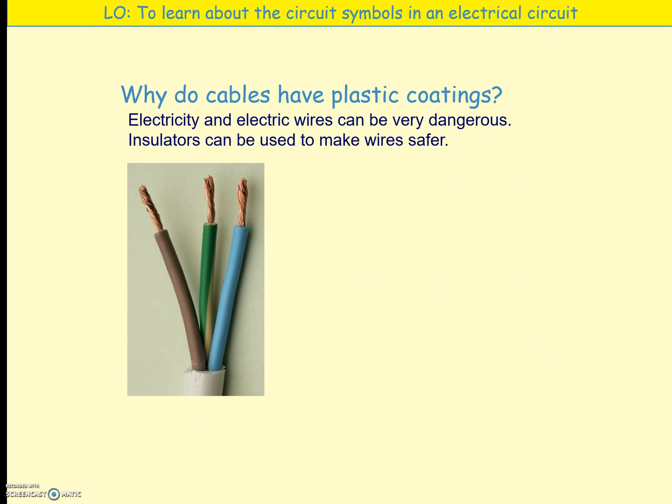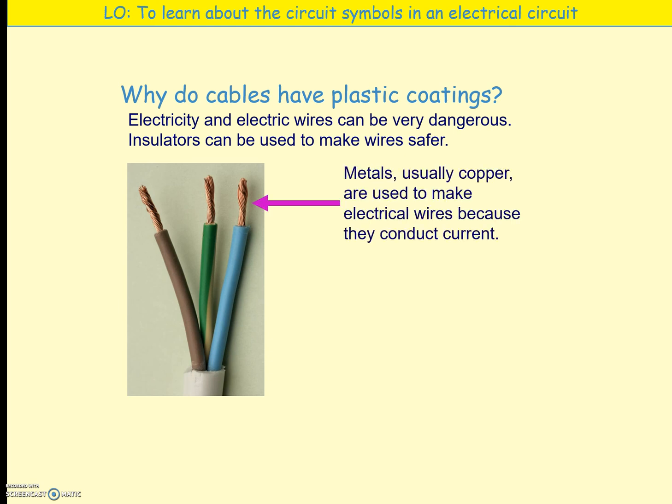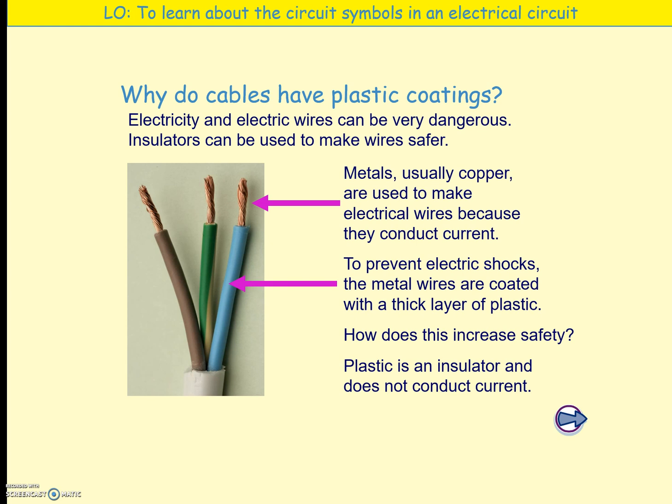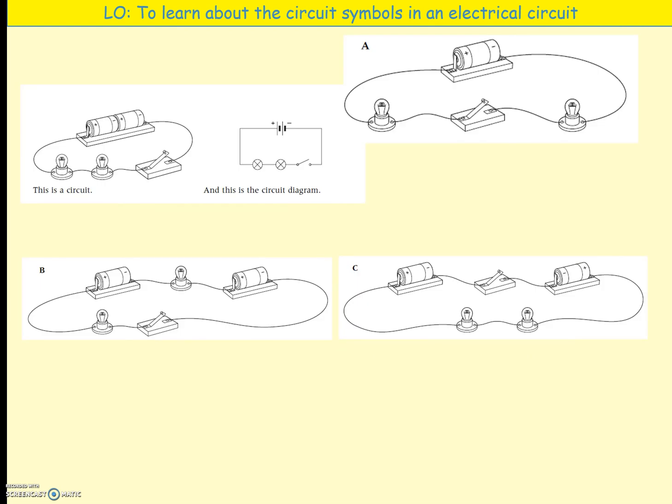So, why do cables have plastic coatings? Electricity and electric wires can be very dangerous. Insulators can be used to make wires safer. Metals, usually copper, are used to make electrical wires because they conduct current. To prevent electric shocks, metal wires are coated with a thick layer of plastic. And how does this increase our safety? Plastic is an insulator and does not conduct current.